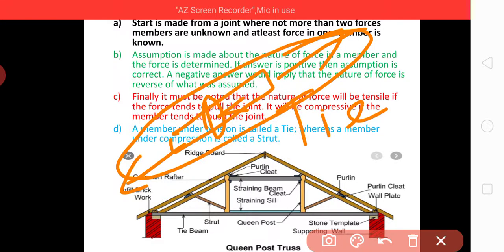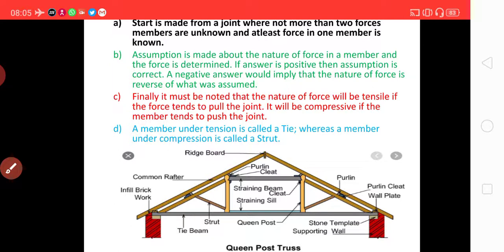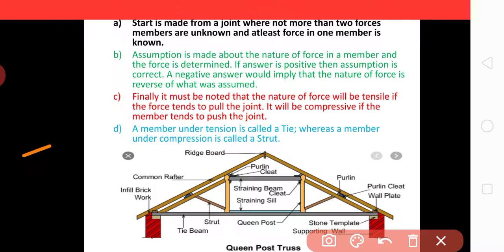Again, you will find it in many places. Here, consider this queen post truss. This is the tie member, because when load is acting on it, it will be having a pull, a tensile load. So we call it a tie. This is a queen post.